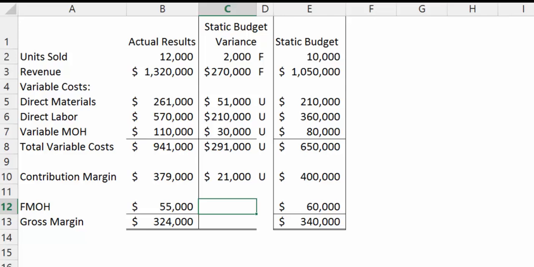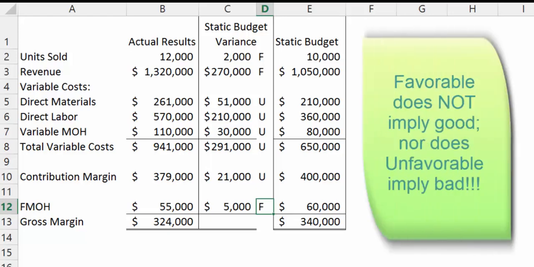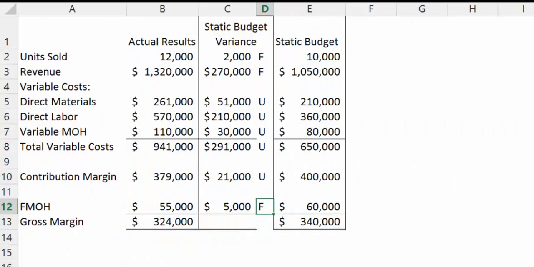Fixed manufacturing overhead variance is $5,000. Because the actual costs were lower than the budget, this is a favorable variance. Favorable does not necessarily mean good, and unfavorable does not necessarily mean bad. I have a favorable variance for fixed manufacturing overhead, but I would wonder why my actual costs were lower than my budgeted costs. Did I forget to pay something? Was a mistake made in the records? Has a contract changed? Why would my fixed costs be lower? And so that is, even though it's a favorable variance, something that I'm concerned about.